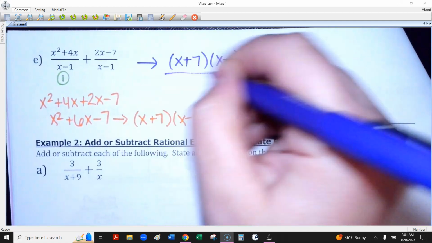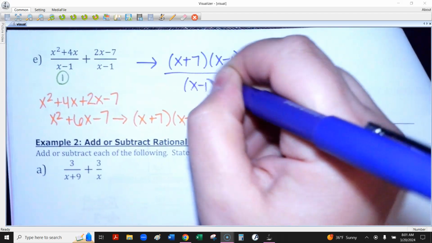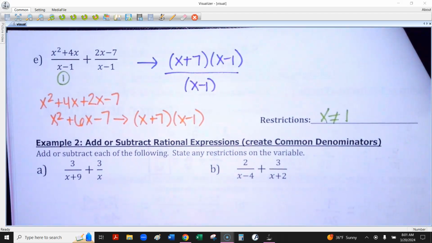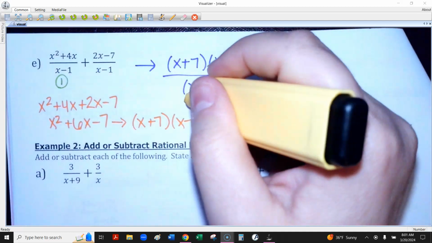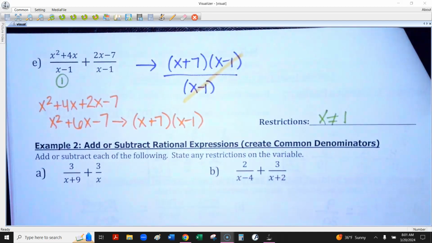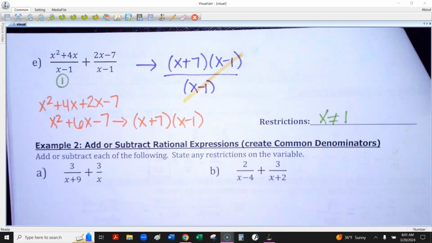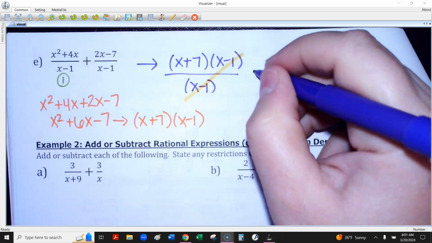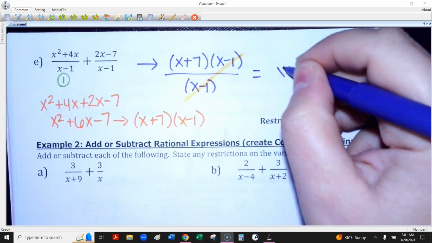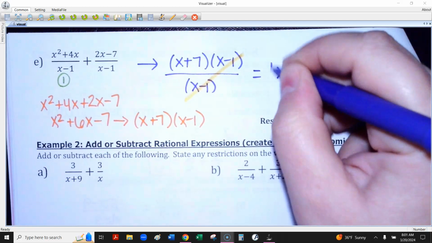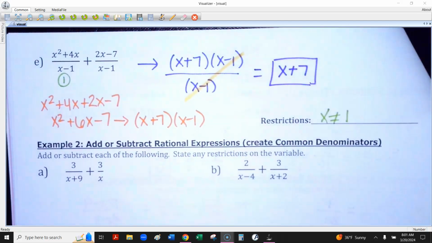The bottom was x minus 1. That was the common denominator. So that's actually going to be able to cancel here because I have a product on the top and I just have that one term on the bottom. So if they match, we can get it to go away. So the whole fraction actually cancels out here, and just x plus 7 would be my answer.